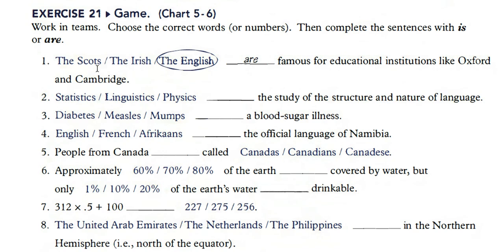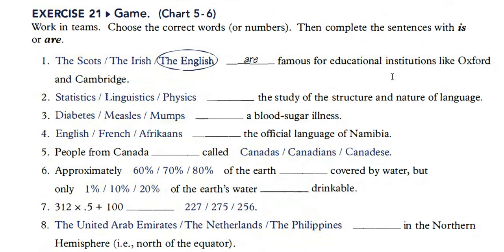Like here, the Scots for Scottish, the Irish for the Ireland people, and the English for those who are living in the UK. The English are famous for education institutions like Oxford and Cambridge. So for you to choose that answer, you have to understand how many are in the whole sentence. Like we can find here Oxford and Cambridge, for sure this is for England, not for Irish or Scottish.